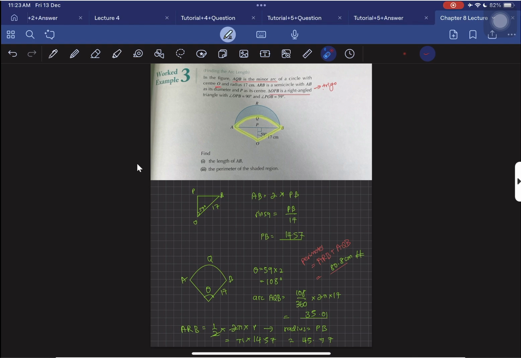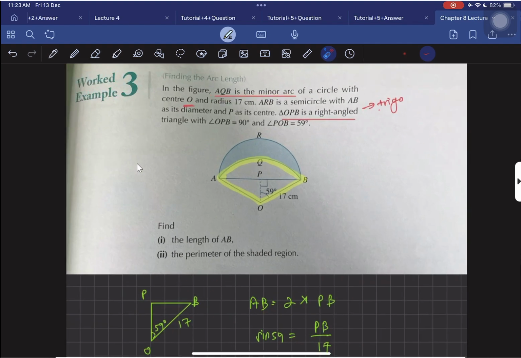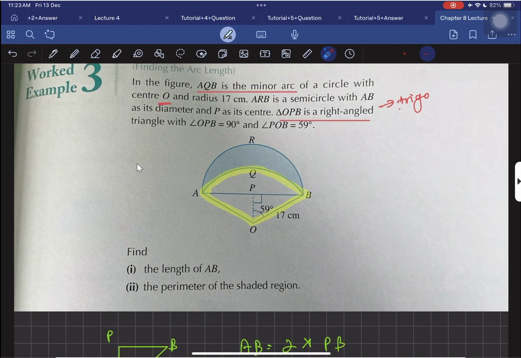Okay, now I'll be doing two more questions and then moving on to the next part. So let's take a look at this question. One thing you need to note is in this case we have two different components of a circle. So AQB is one circle and ARB is another circle, part of another circle. So you need to know which center the circle aligns to.